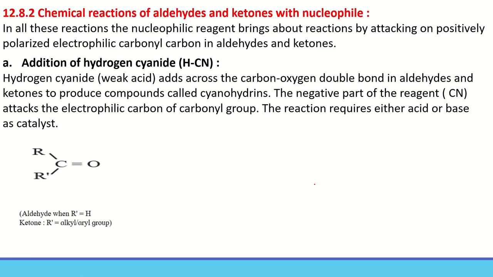Here this carbonyl group reacts with the weak acid like hydrogen cyanide. In hydrogen cyanide, the hydrogen acquires delta positive charge and cyanide acquires delta negative charge with an extra lone pair of electrons. Okay, hydrogen acquires delta positive charge and cyanide acquires delta negative charge. Clear?